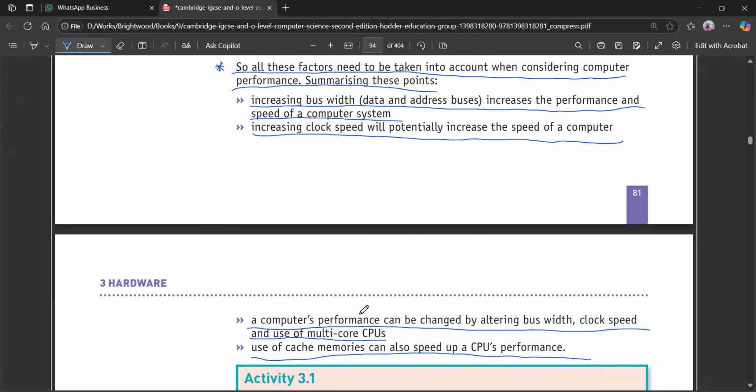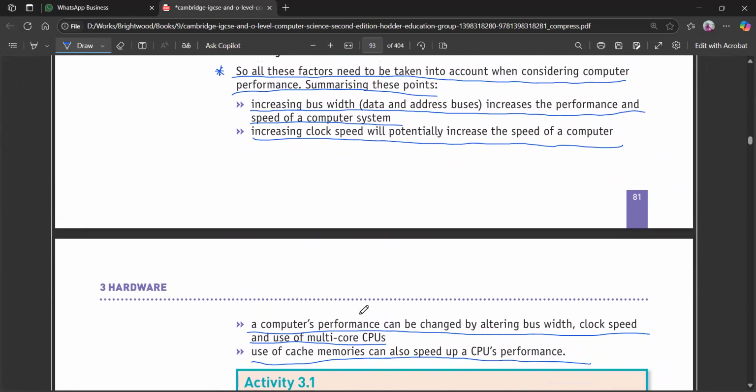Okay, what are these? Please write down and underline these. So all these factors need to be taken into account when you consider computer performance. So when you summarize those points, an increase in bus width, actually with the data and the address buses, increases the performance and the speed of the computer system. And increased clock speed will potentially increase the speed of the computer.